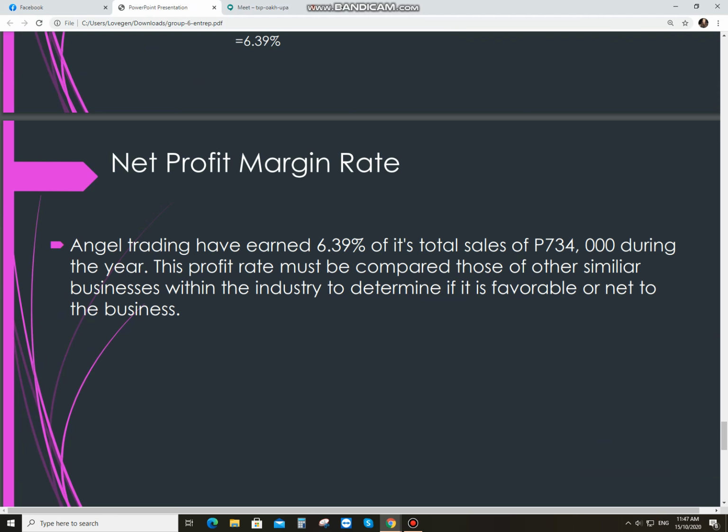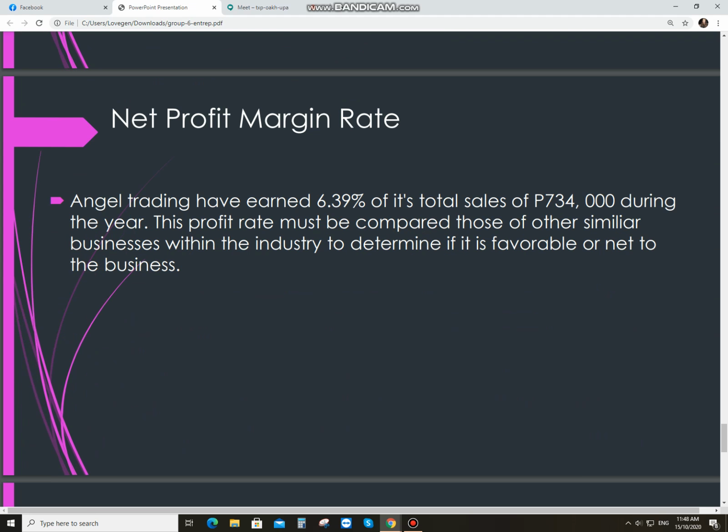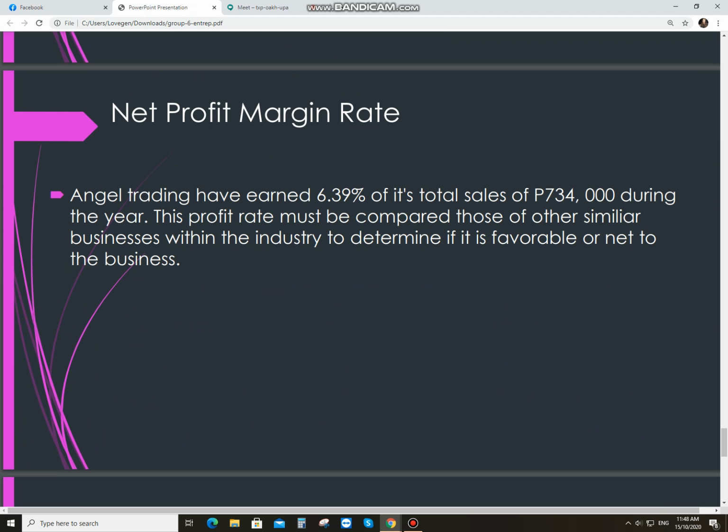which means Angel Trading has earned 6.39% of its total sales of 734,000 during the year. This profit rate must be compared to those of other similar businesses within the industry to determine if it is favorable or not to the business.